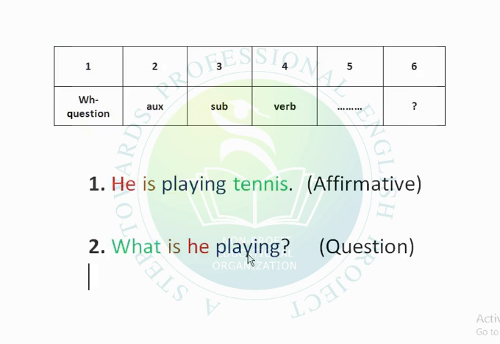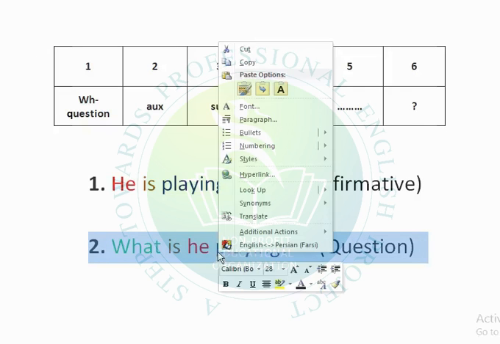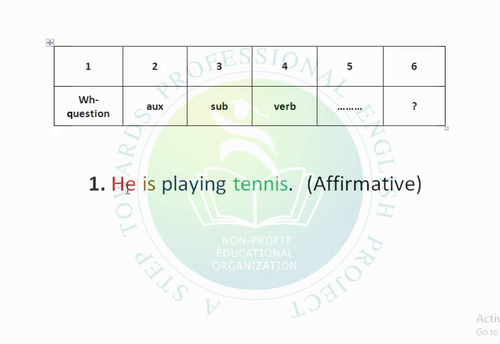We're going to talk about this sentence. As you can see, he is playing tennis. We call this in English affirmative or positive. It's like a normal sentence. He is playing tennis. As we can see, we have he, subject; is, auxiliary; playing, verb; and tennis.